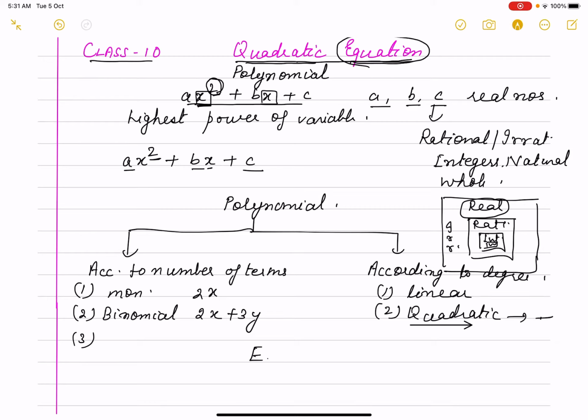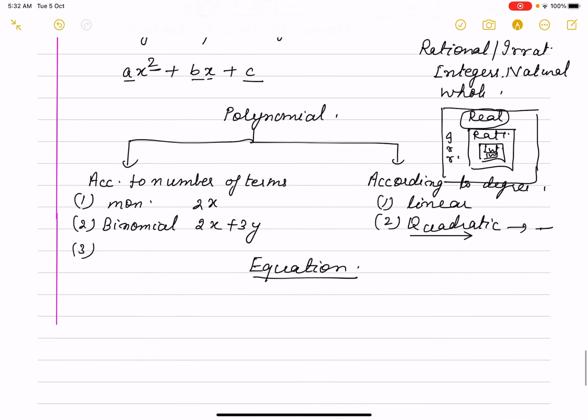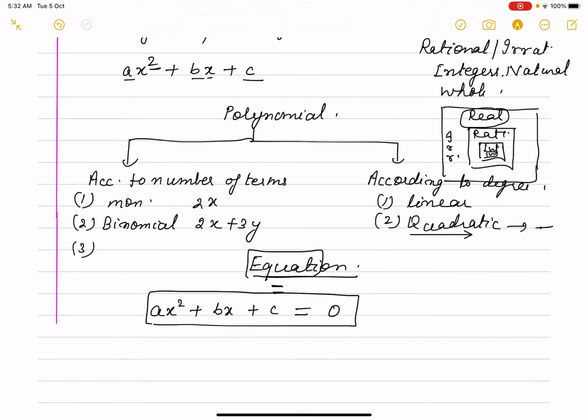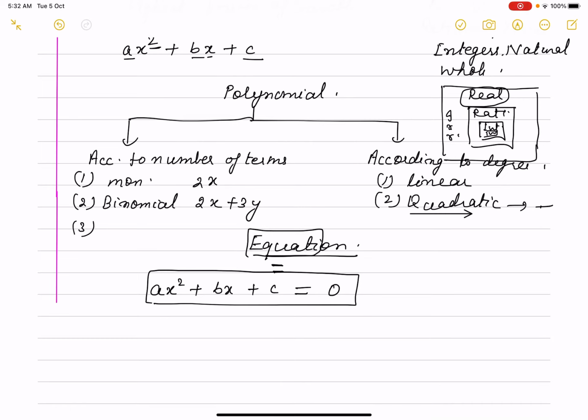We have done linear equation. So equation means what? This equate means we have an equal sign. So when any polynomial, quadratic polynomial, we equate to 0, then it is called quadratic equation. Is it okay? But the condition is that a, b, c are real numbers, but a is not equal to 0. Why is a not equal to 0?